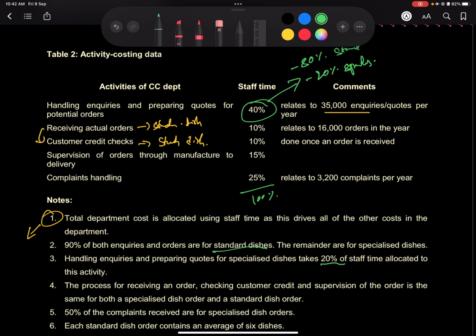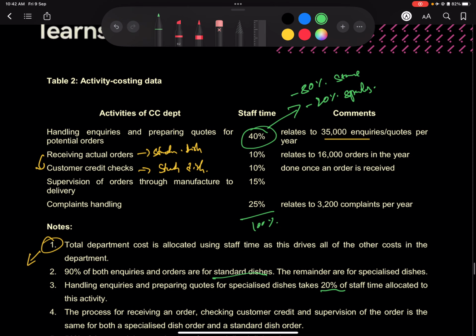So you can just compute 707,000 times 40% times 80%. You'll get the cost of handling inquiries for standard dish. For specialized, all you need to do is change this 80% to 20%, because 20% of the handling of queries is for the specialized dishes.